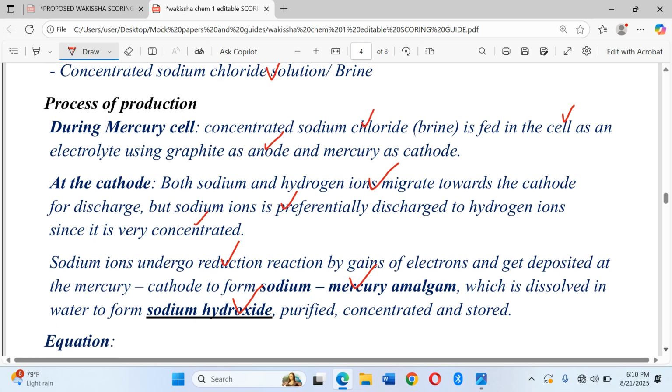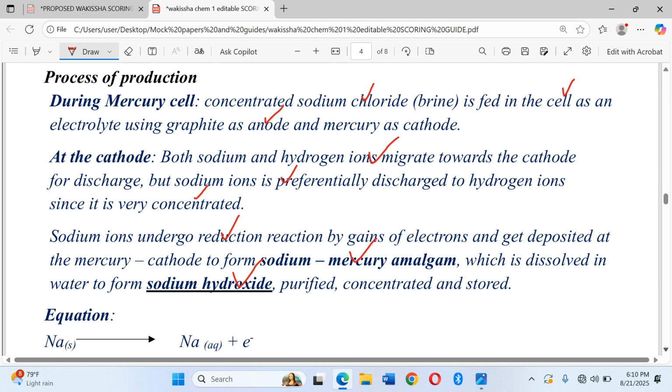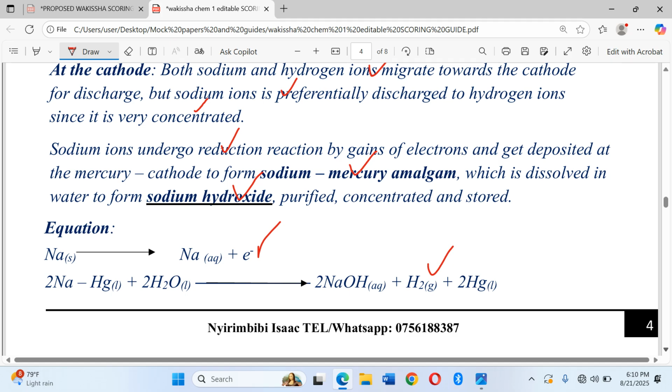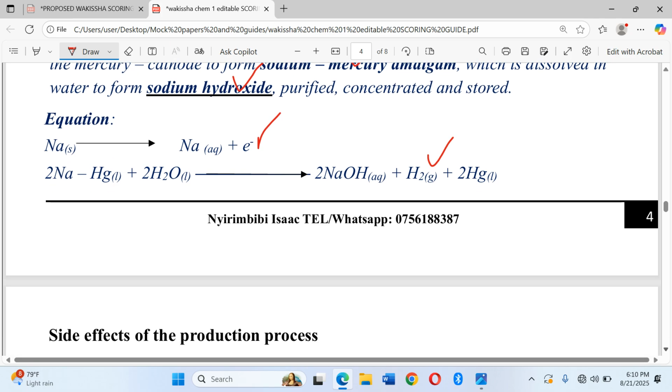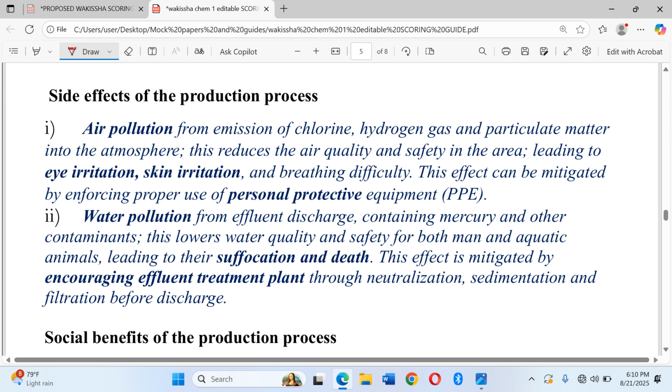I think this is one of the processes of production that is very nice and very simple to get. Some of the equations, and one person was asking, is it necessary for us to put equations? If you know them, why not put them down? Put the equations down and you show, but we have already mentioned them above. You can use even a word equation. So if you know them, put them down and you show that you're a chemist. Then after that, we can look at the side effects. Side effects of the production process.